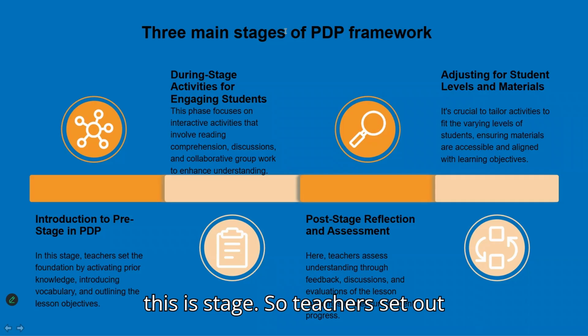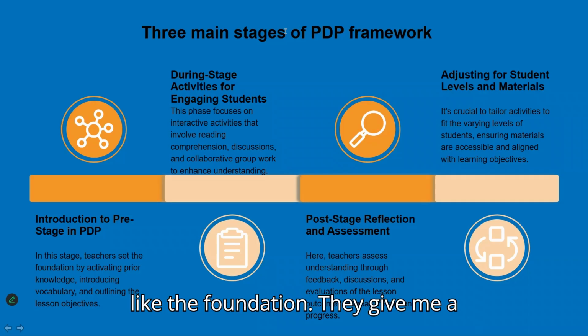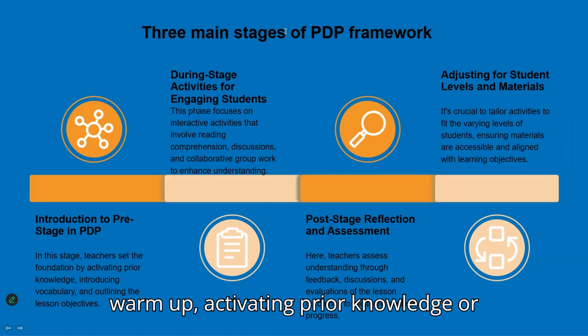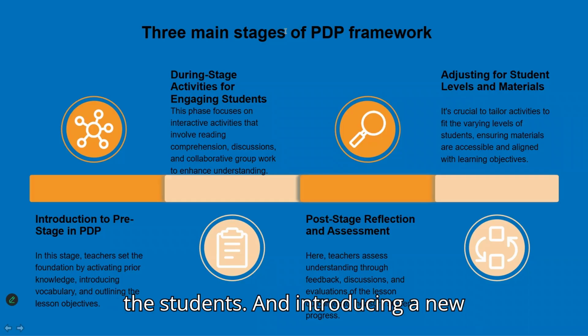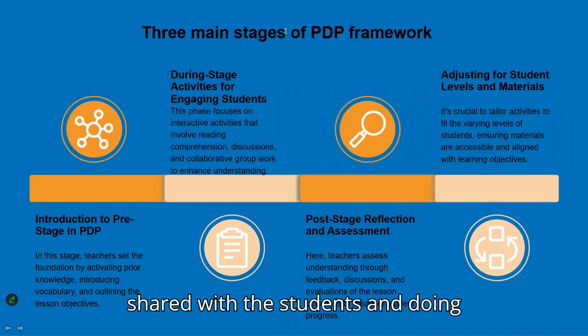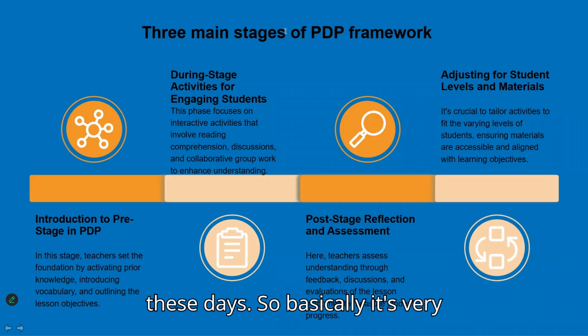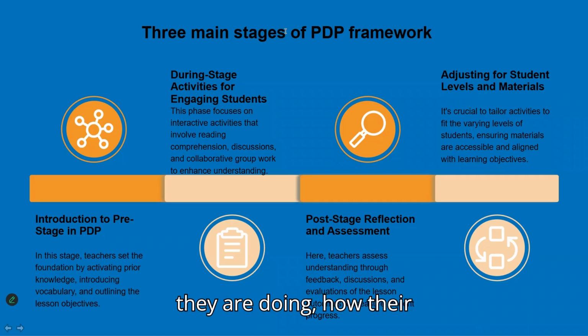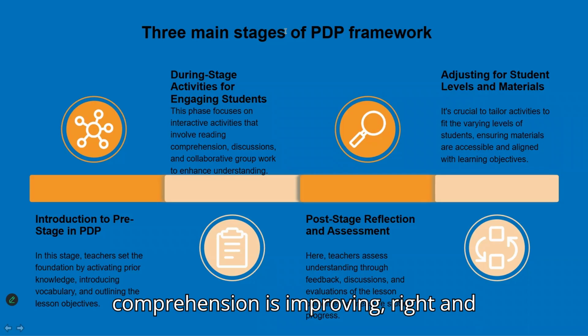In this stage, teachers set out the foundation. It can be a warm-up, activating the students' prior knowledge, and introducing new vocabulary of the text or the article that is going to be shared with the students. During this stage, it's very important that we set up three parts: first reading, second and third reading, and then we can use some evaluation of how they are doing, how their comprehension is improving, right?